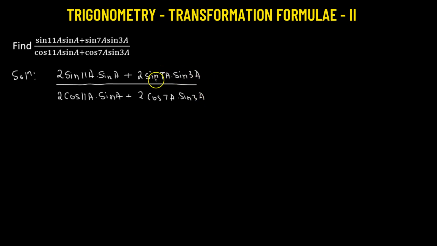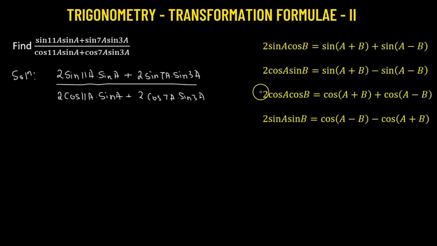Fine. Now, the reason why we multiply by the factor 2 is that in the first term we have the product of two sine functions, and the second term is also the product of two sine functions, and in the denominator we have the product of a cosine and a sine function. So here we can use the transformation formulas to convert each product into its corresponding sum or difference. Let me state the transformation formulas that we will be using here.